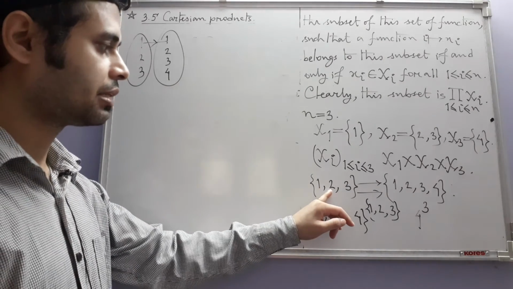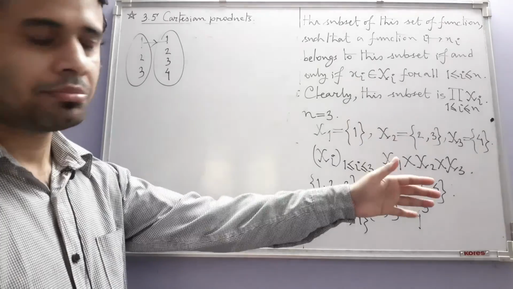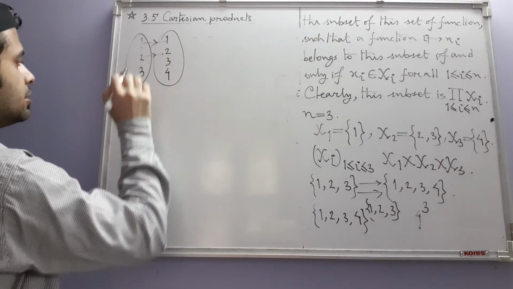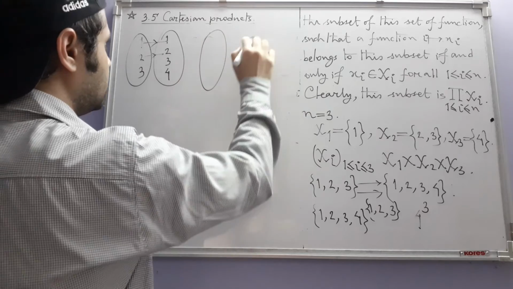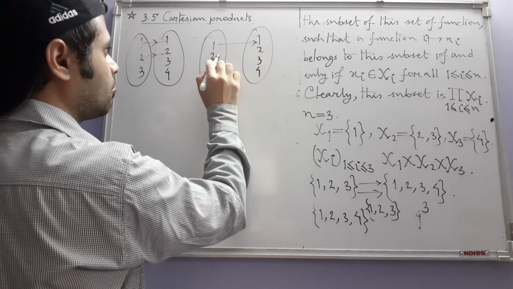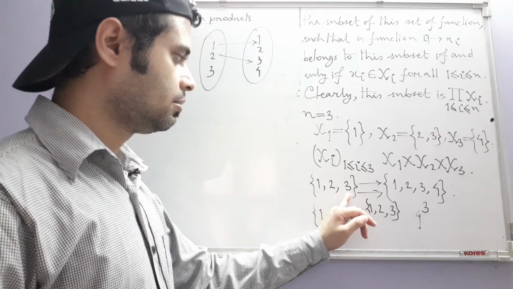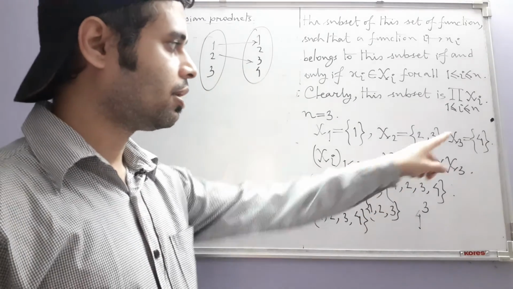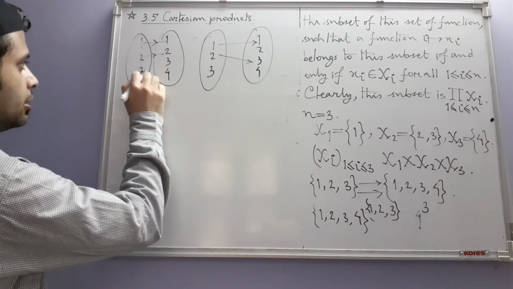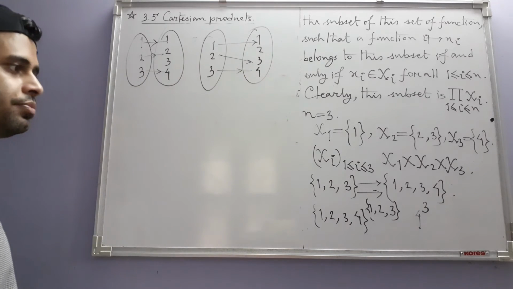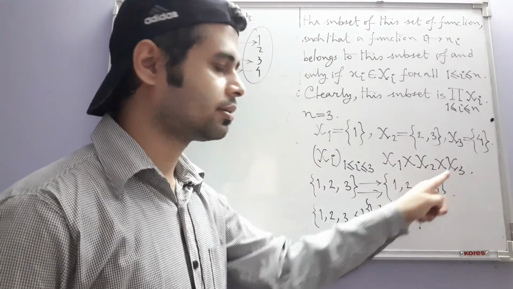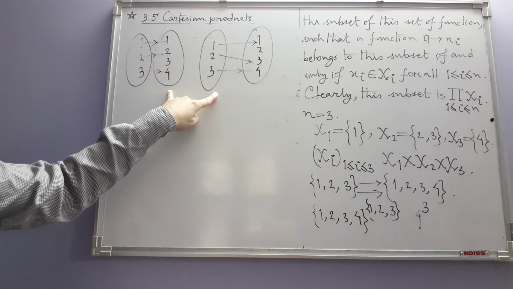Then we want our function to map 2 onto something that is in x2. So image of 2 is either 2 or 3. So that means this is one possibility, this is another possibility. Then 3 should be mapped onto something that belongs to x3. So that means 3 has to be mapped onto 4. There is only one element. So 3 has to be mapped onto 4 in this case also. So that gives us exactly two functions. So this Cartesian product will have exactly these two elements which are functions.